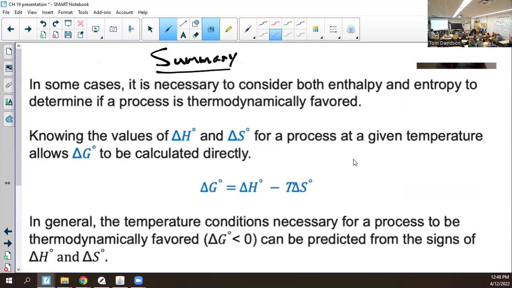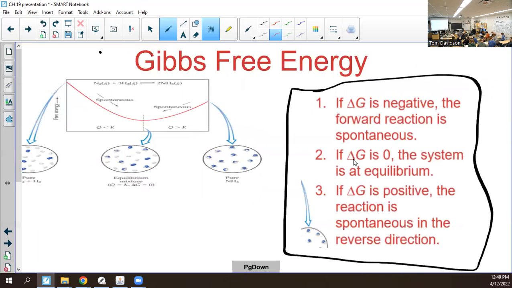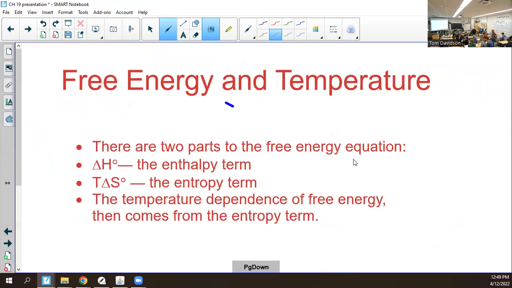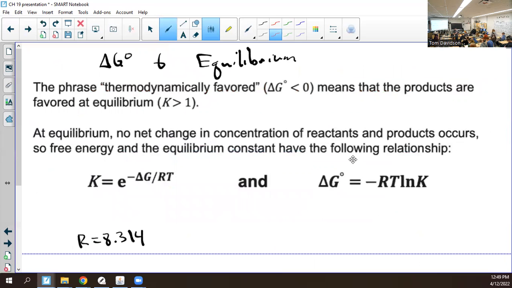Okay, good. All right, in summary, in some cases, it's necessary to consider both enthalpy and entropy. Knowing the values of those works out. In general, the temperature conditions necessary for a process to be thermodynamically favored can be predicted from the signs of delta H and delta S naught. There's only one last section of this chapter. We'll cover that tomorrow. Well, I cut out a ton of stuff. Okay, never mind. There's two sections, but they're not bad.